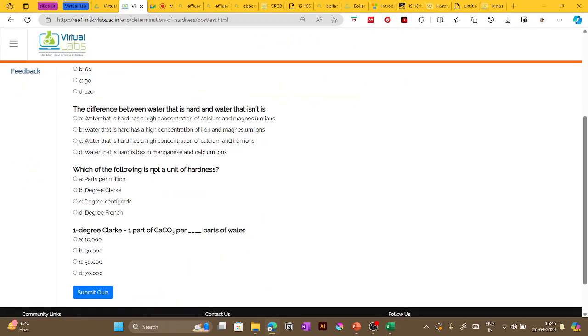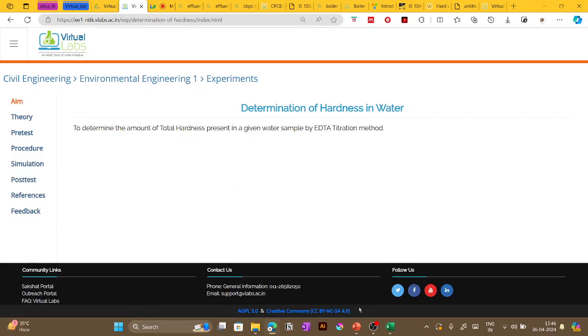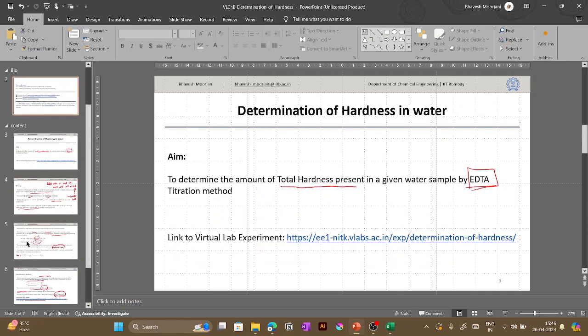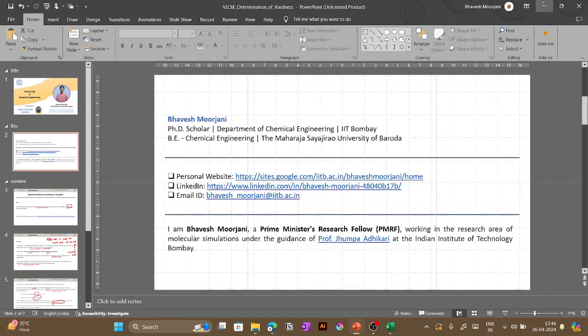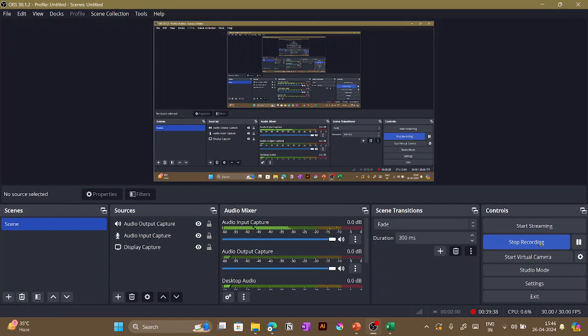So this was the basic idea of the experiment and how to measure the hardness of given water and why we need to measure it, why it is important for us as chemical engineers. So yeah, today's experiment was relatively easy because it's just a titration process, right? So we will stop here. If you guys have any further questions, then we can take questions, right?